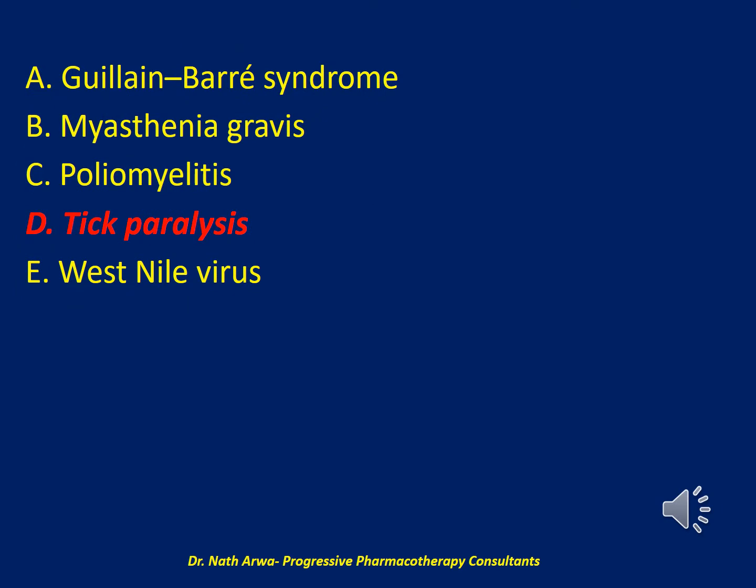And the correct answer is D. Tick paralysis. I will clarify why. Tick paralysis causes an ascending, flaccid paralysis that can progress to respiratory failure and can be associated with cranial nerve involvement. Level of consciousness and sensation typically remain intact.